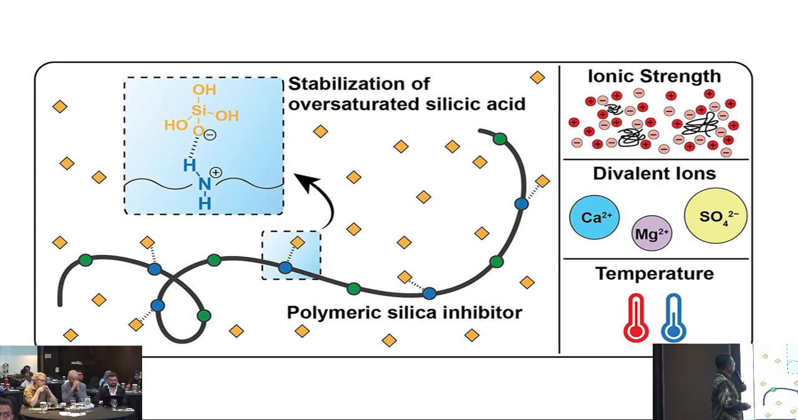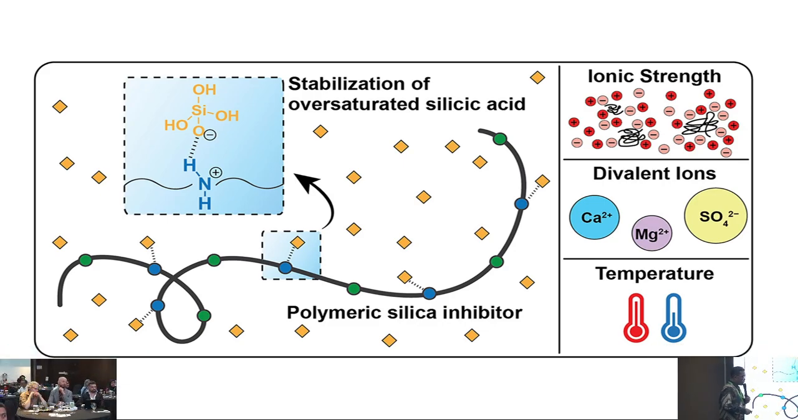And this is the silica inhibition mechanism. We categorize it as maybe four. We do the stabilization of the oversaturated silicic acid, and then we do the crystal growth modification. We do nucleation inhibition, and we do the sequestration or chelating mechanism. So I think these are the four ways the scale silica inhibitor works, and we see from the mechanism.